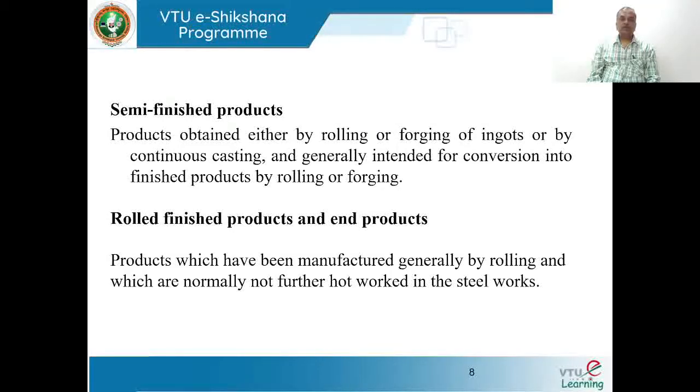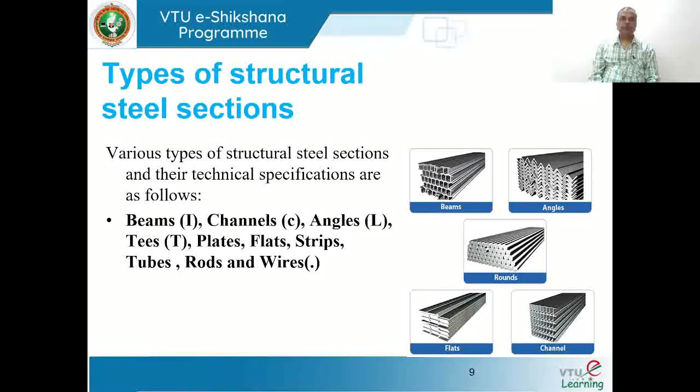And these are the products which have been manufactured generally by the rolling operation and which are normally not further hot worked in the steel works. So it is directly purchased and it is used in the construction. And that is what the rolled sections we are interested in the design of steel structures.